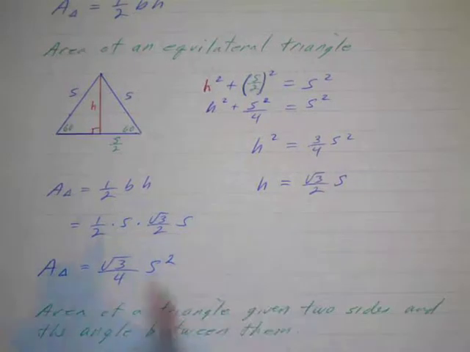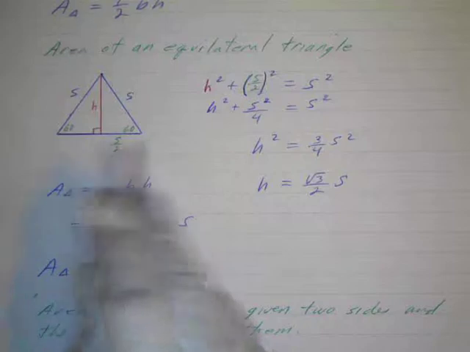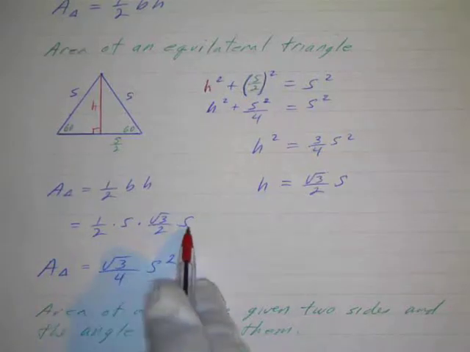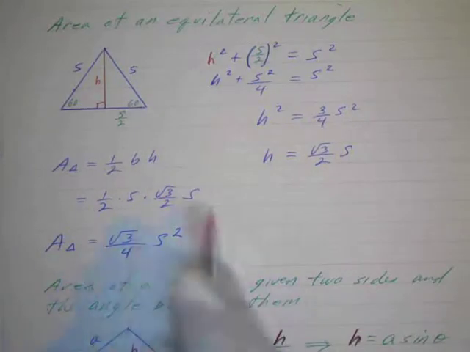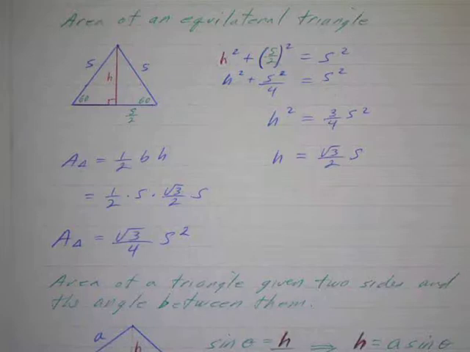So we can put this back in our formula. So area equals 1/2 base, and the base is s. The whole thing is s. And the height is the square root of 3 over 2 times s, and then if we just simplify this, we get the square root of 3 over 4, and s times s is s squared. So there's your area of an equilateral triangle if you are given just the side.